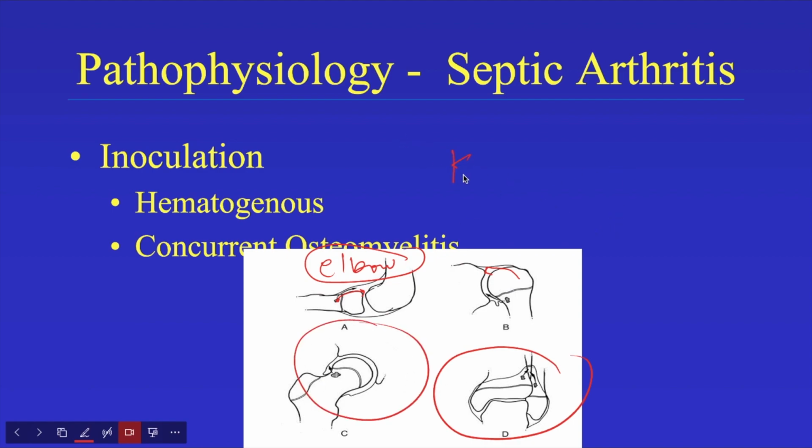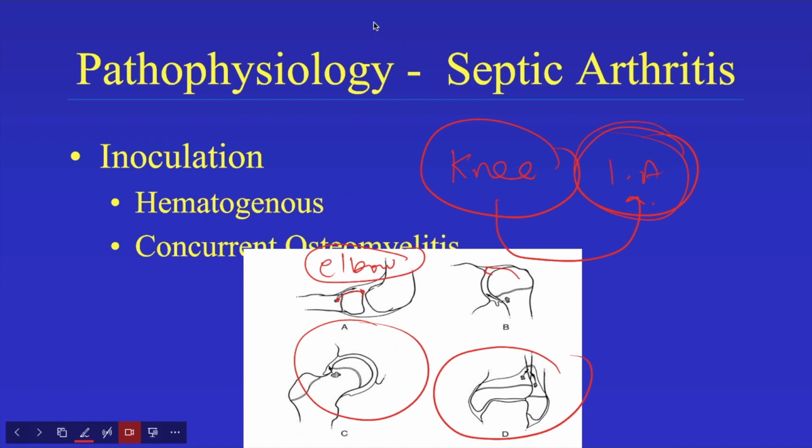But which major joint is not intra-articular in this sense? The knee joint. Therefore, osteomyelitis from the metaphysis of the tibia or the femur cannot spread and cause septic arthritis. This is an important thing that we have to remember.